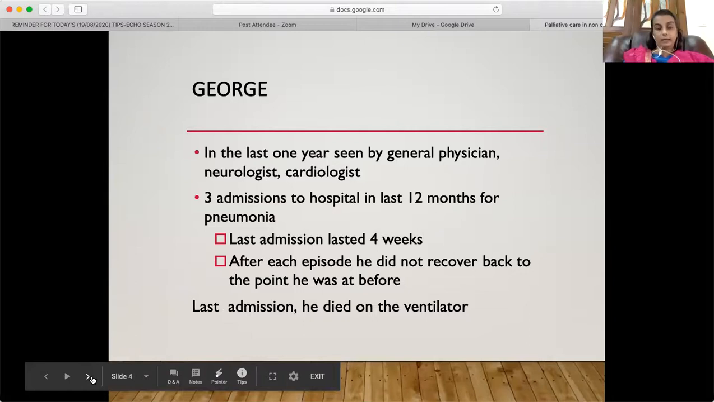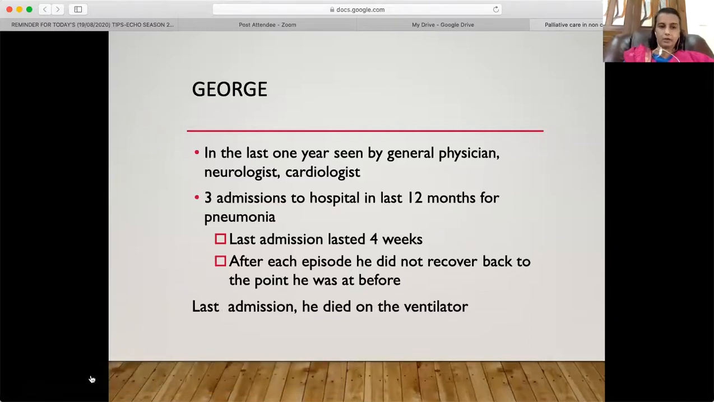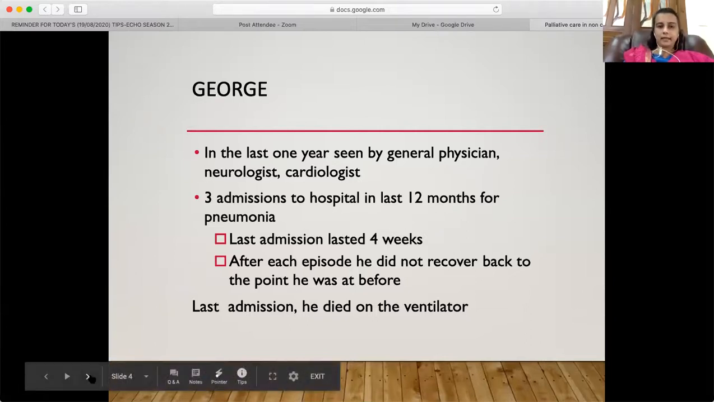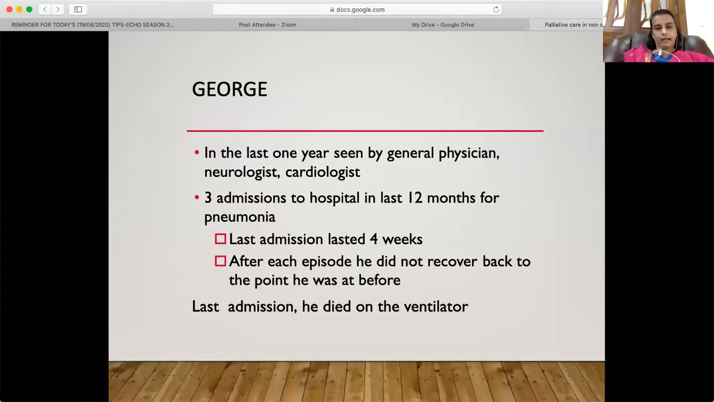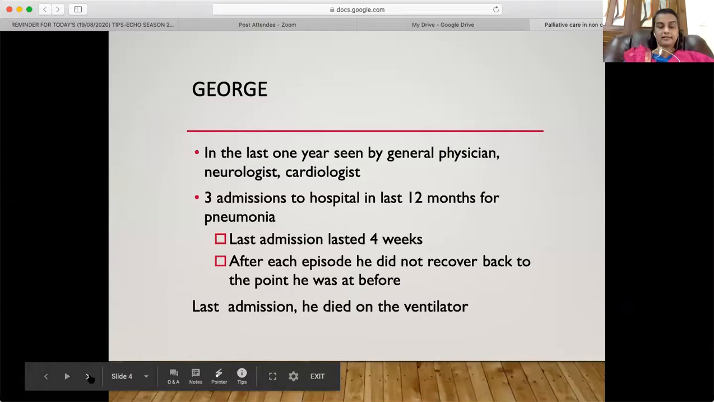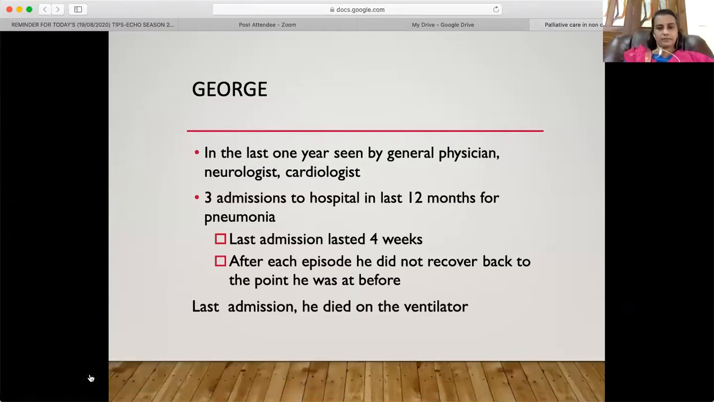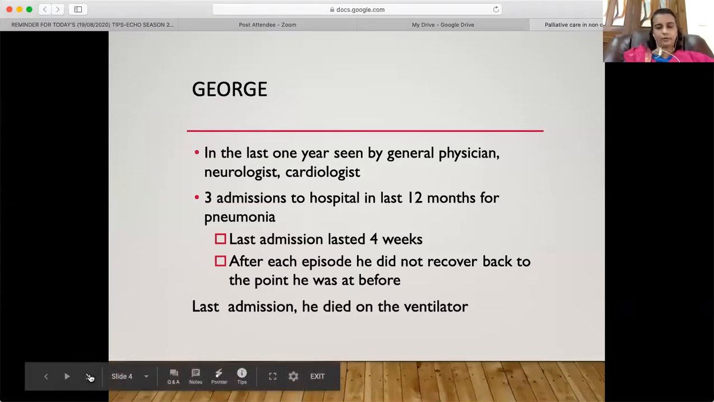In the last 1 year, George has been seen by a general physician, a neurologist, and a cardiologist. He also had 3 admissions to hospital in the last 12 months for pneumonia. After each episode, he did not recover back to the point he was at before. And unfortunately, in the last admission, he died on a ventilator.